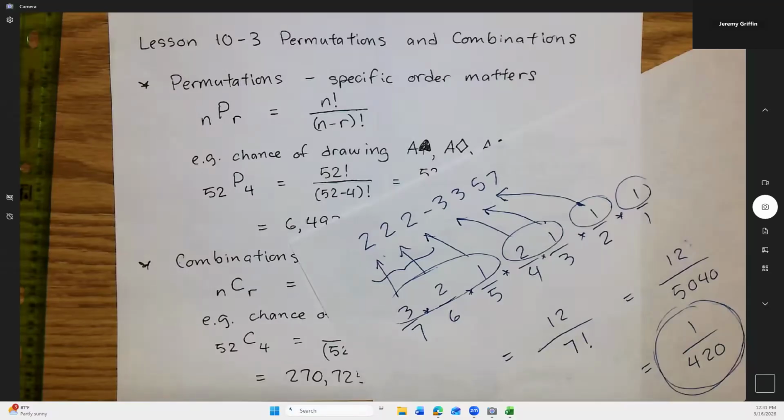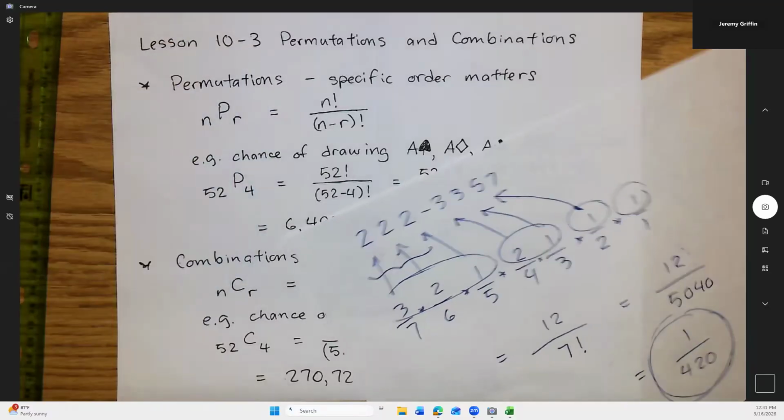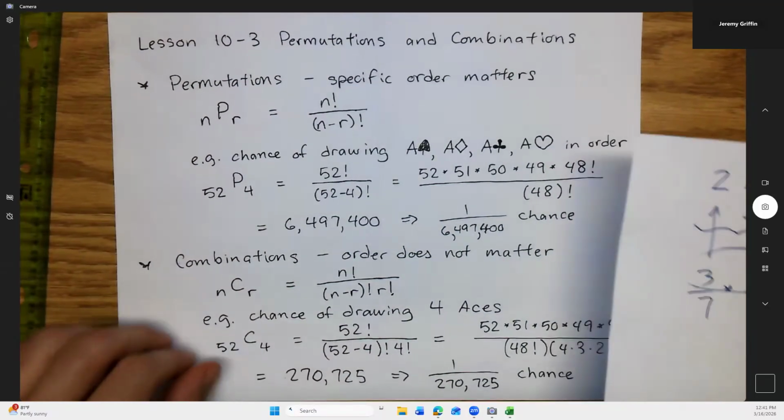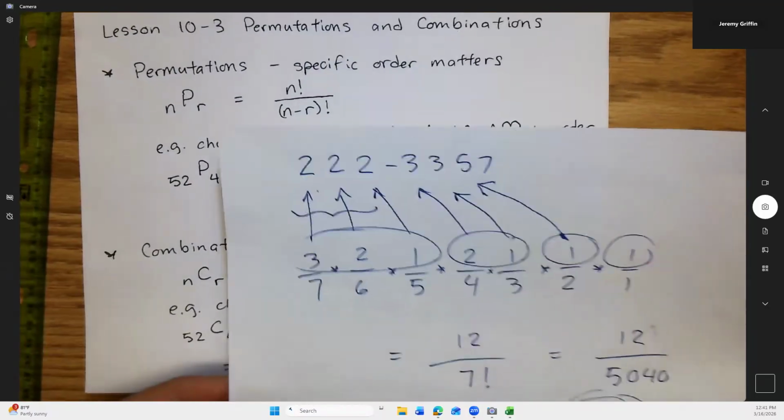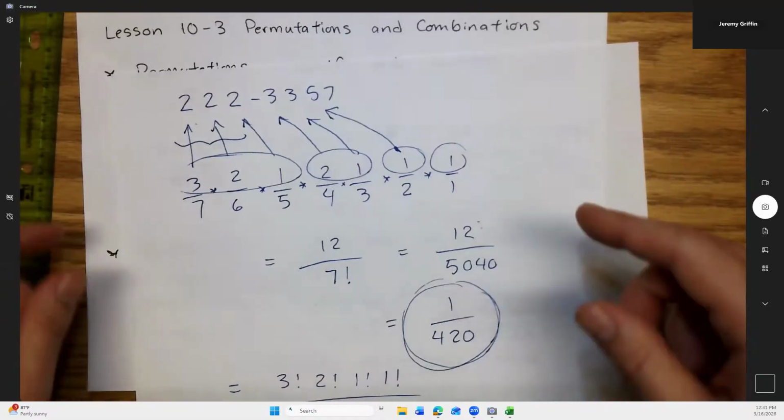Hey guys, bonus video here, still on 10.3. I wanted to do at least a couple more puzzles with you guys. We're picking up from one that I did in class and also on the main video, right? But there's an easier way to solve this.